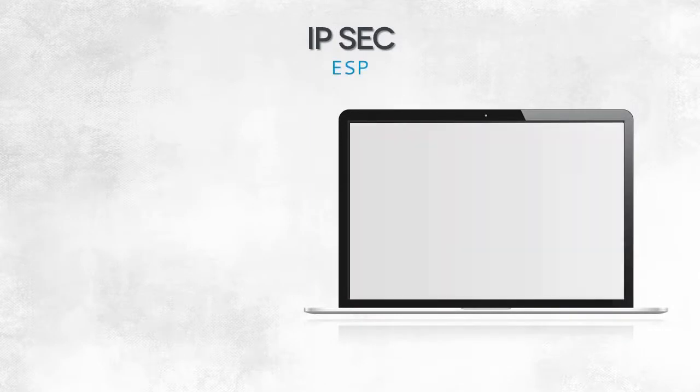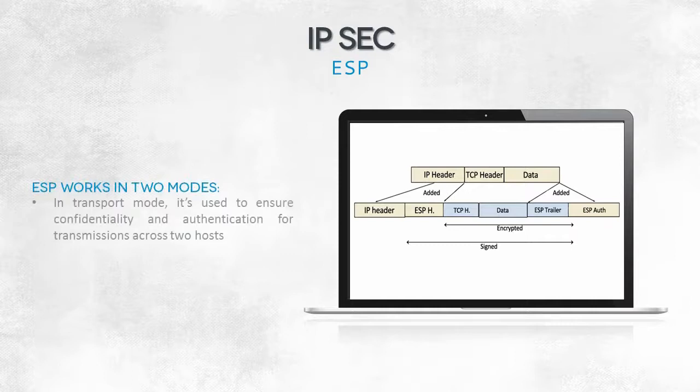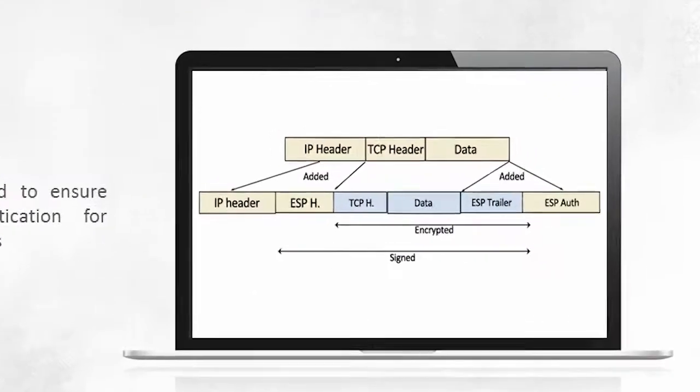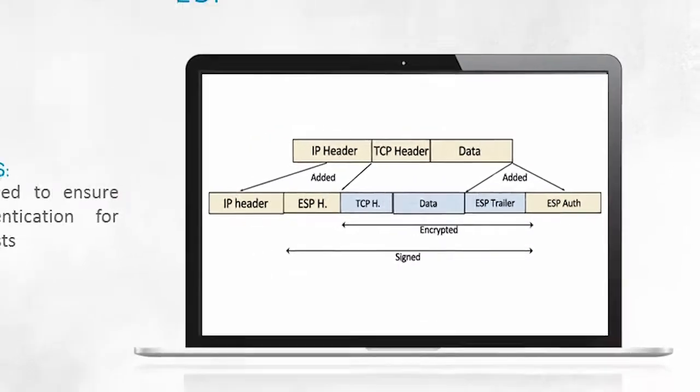The ESP protocol can operate in one of two modes. The transport mode is used most often. This is the mode shown in the diagram below. Its function is to ensure the confidentiality and authenticity of communication between two hosts. Everything that is above the third layer of the OSI model gets encrypted. In addition, the ESP header is signed as well. The authenticity of the header is verified.